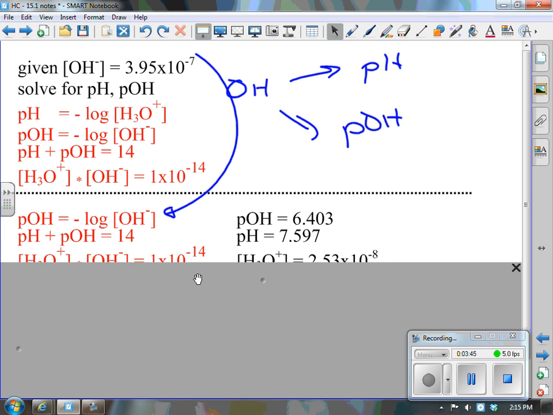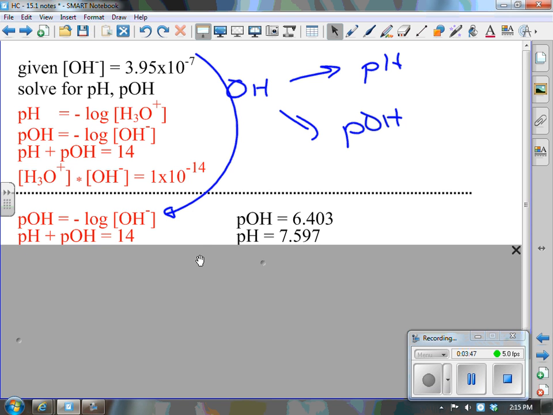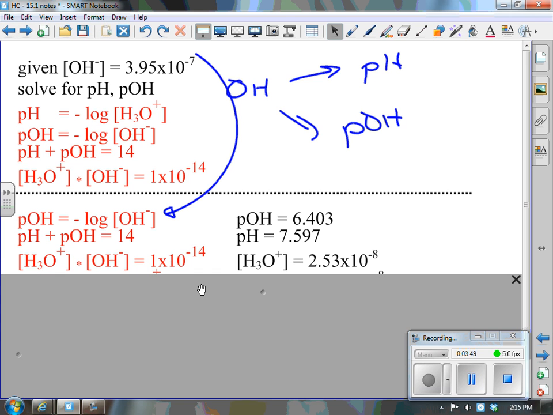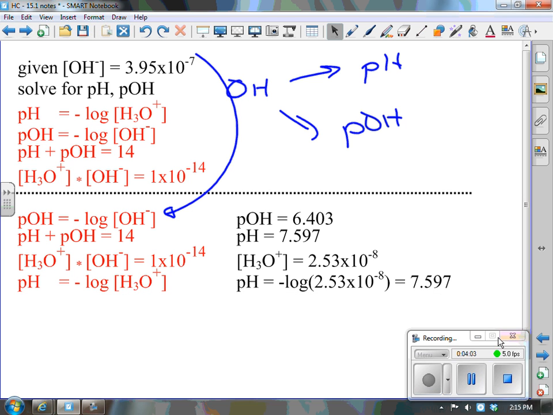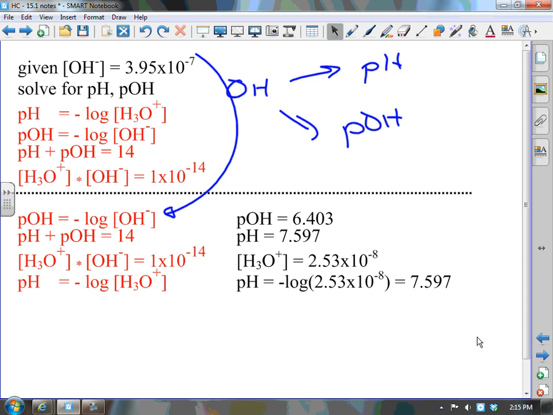You also could have said, after I get the pOH, I'm then going to use this equation to solve for H3O plus. And once I've solved for H3O plus, I now can take the negative log of that and get my answer also. So you're going to realize there's 2 different ways that we can do this calculation, and you need to feel comfortable doing it either way.